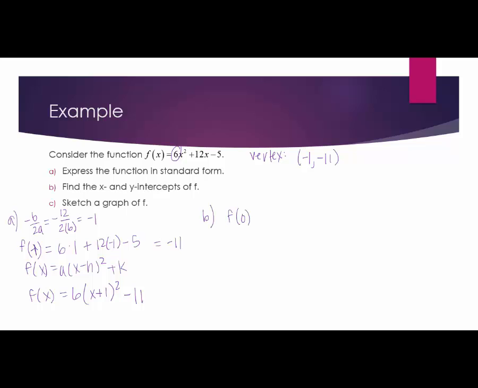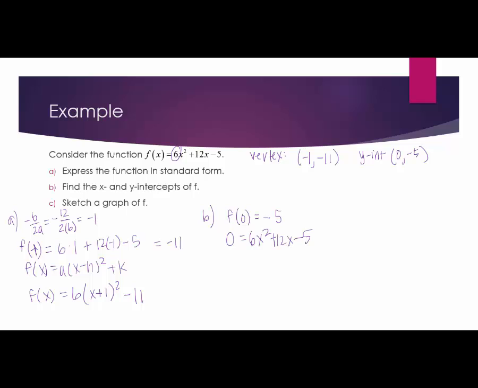My y-intercept is easy if I just plug 0 in. 6 times 0 plus 12 times 0, all that's gone. It's -5. So I've got a y-intercept of 0, -5. Again, I'm going to keep track of that up here so we can clear space and graph in a minute. My x-intercept, I'm going to find by letting y be 0.